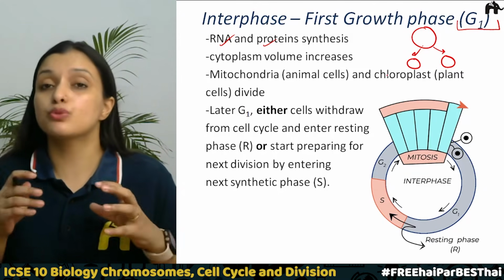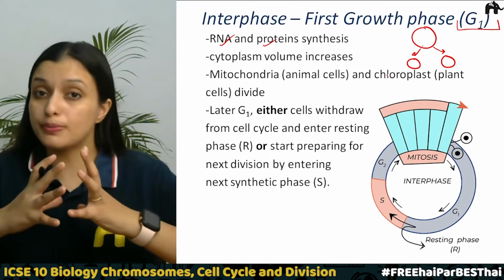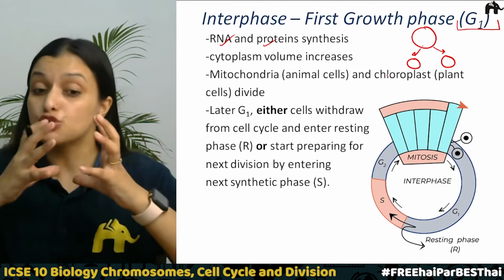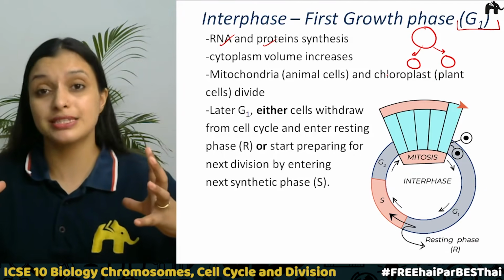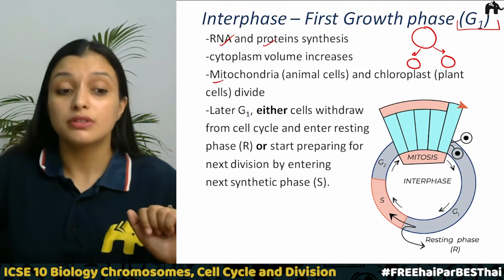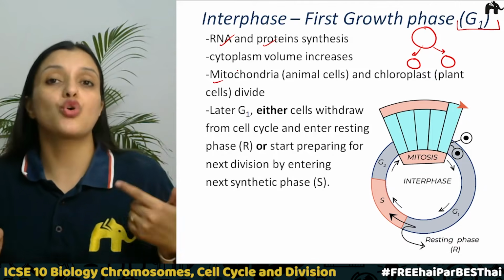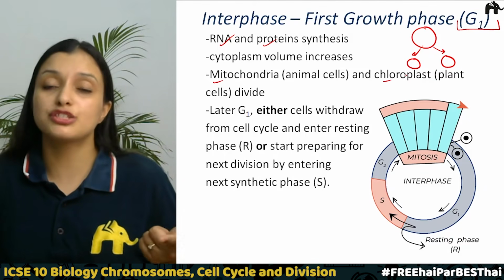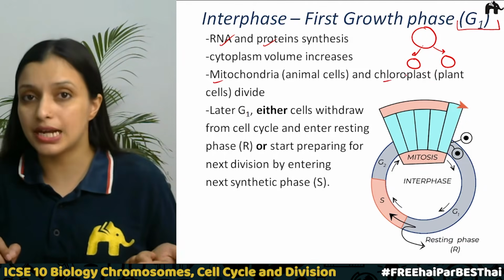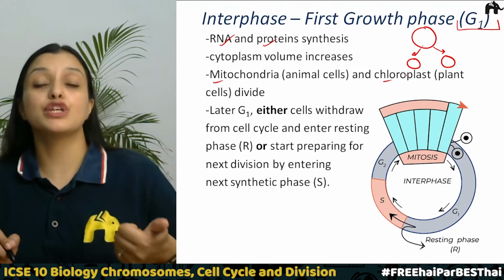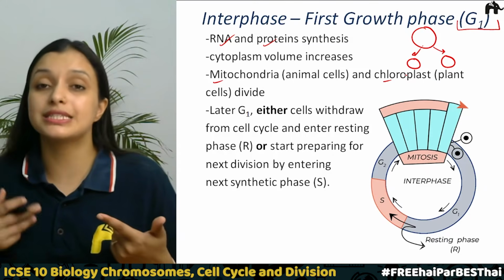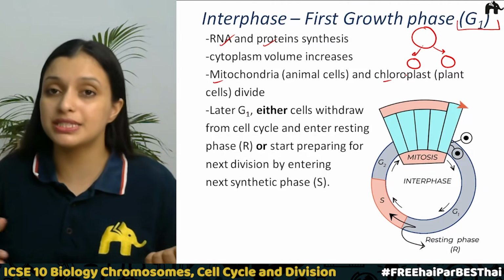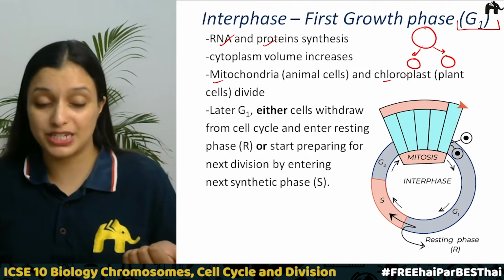So in this case, the cytoplasm volume will also increase. When the cytoplasm volume increases, eventually the cell will grow in size, right? Also in case of animal cells, mitochondria will start dividing, and in case of plant cells, chloroplasts will start dividing. Why? Because they have their own DNA. That is why these two organelles start dividing in animal cells and in plant cells respectively.